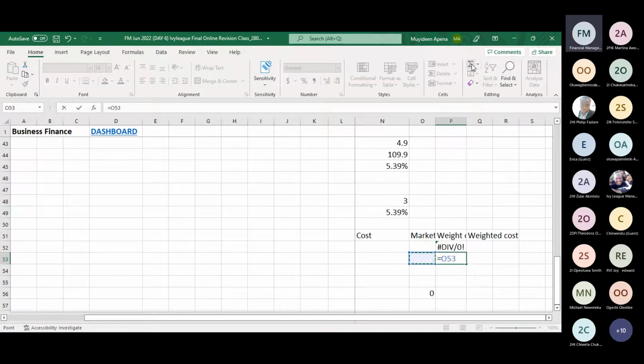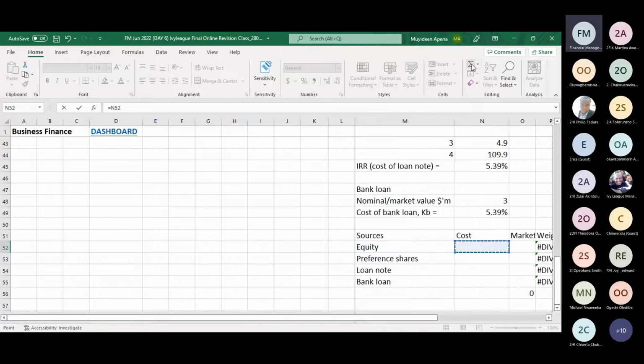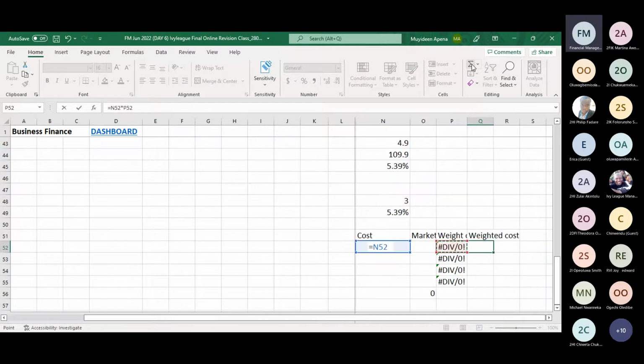Next one, market value divided by the total value. Next one, the market value of that divided by total value. And then weighted cost is going to be whatever the cost of that instrument is multiplied by the weight of that instrument.